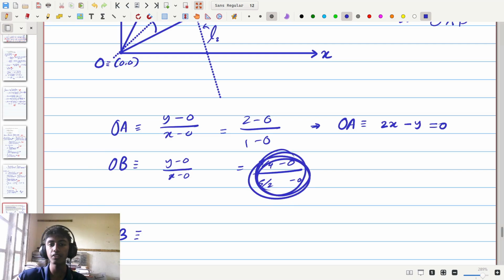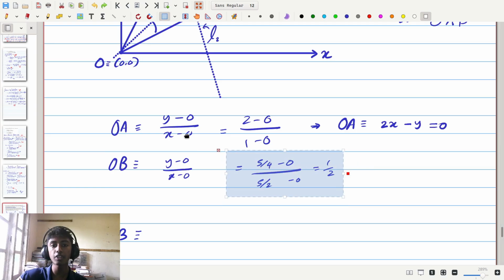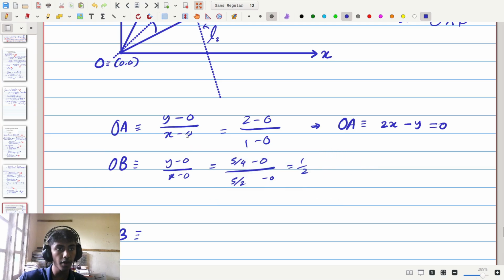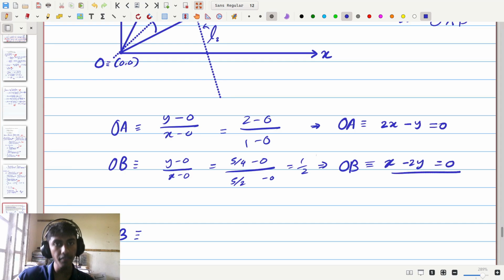Now if we evaluate this thing, we can see 5 divided by 4 divided by 5 divided by 2 is going to be equal to a half. So this is equal to a half, which means that y divided by x is going to be equal to a half. Now we can see, if we do the same thing we did for the above equation and we simplify down, we can see that we get that OB is given by, and I'm going to skip again a few steps here, but you can see if I take this 2 here, we get 2y equals x. So 2y equals x, I'm going to take the x to the other side, which gives us 2y minus x equals 0, which I'm going to write as x minus 2y equals 0. So there we go. Once again, we have the form ax plus by plus c equals 0.